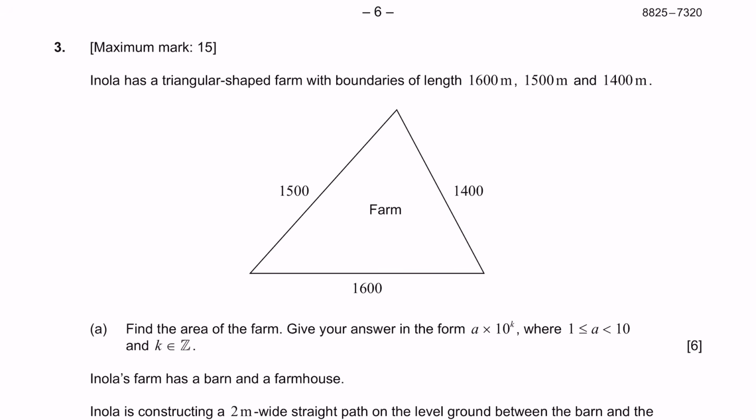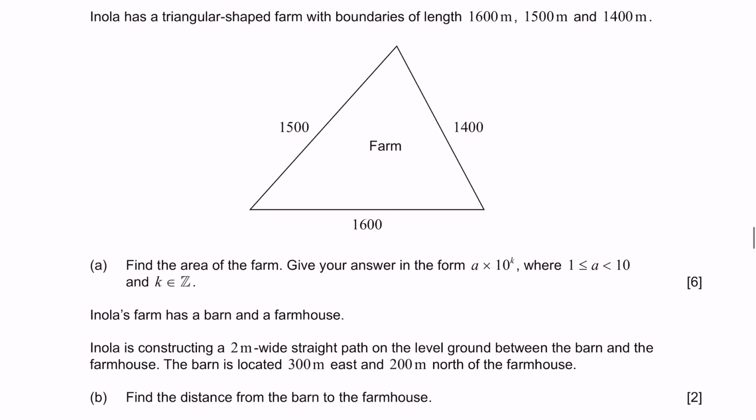Question 3. Enola has a triangular-shaped farm with boundaries of length 1,600 meters, 1,500 meters, and 1,400 meters. Part A asks us to find the area of the farm. Give your answer in the form a times 10 to the k, where a is greater than or equal to 1, less than 10, and k is an element of the integers.